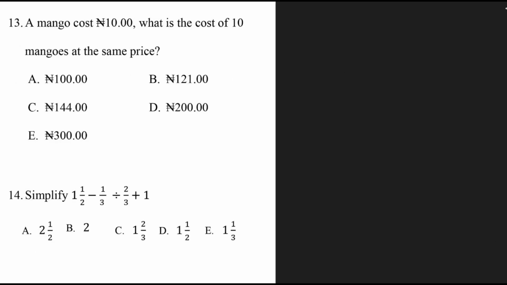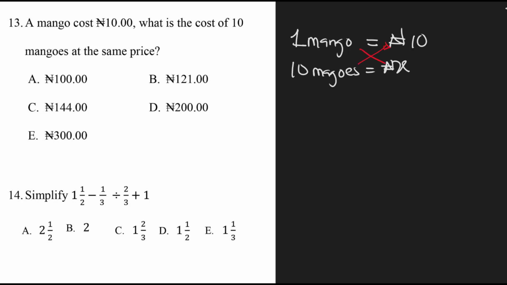All right. Question 13 says, a mango costs 10 naira. What is the cost of 10 mangoes at the same price? Can you see? So remember that a mango, that's one mango, costs 10 naira. Then what's the cost of 10 mangoes? So 10 mangoes will be what? We don't know the amount of 10 mangoes. So cross multiply.